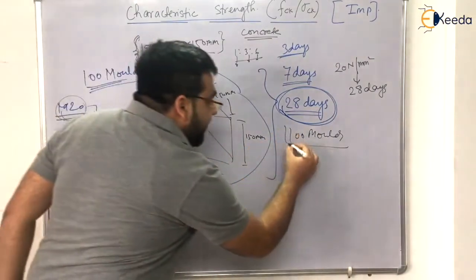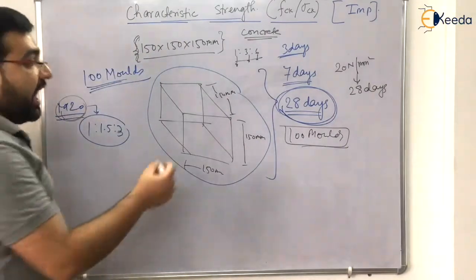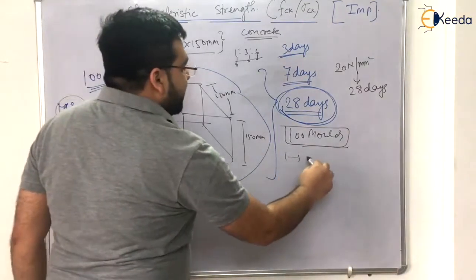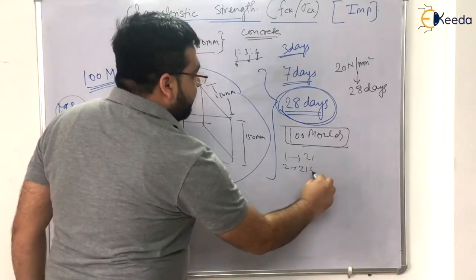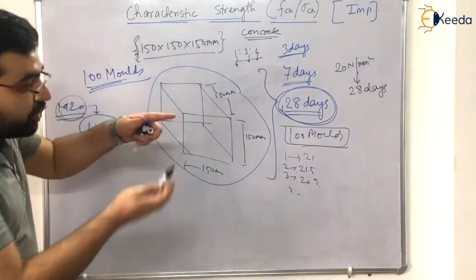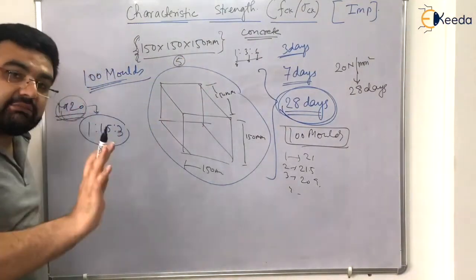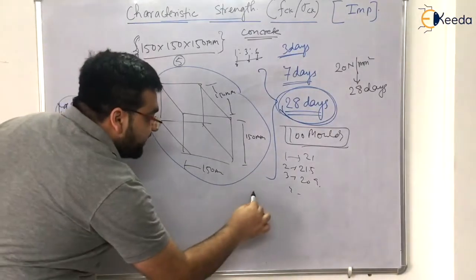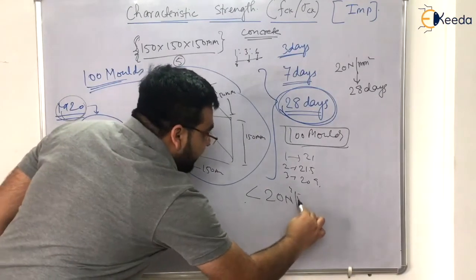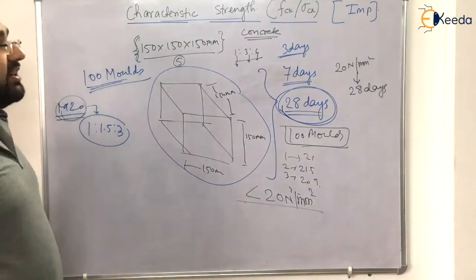Now you have made 100 molds. In the universal testing machine you have compressed the molds after 28 days and you are noting the strength. Let us say the first mold has a strength of 21, second mold has 21.5, third mold has 20.99, fourth mold and so on. Out of these 100 molds, a maximum of 5 molds can have a strength less than 20 Newton per mm square, and that strength is known as the characteristic strength.